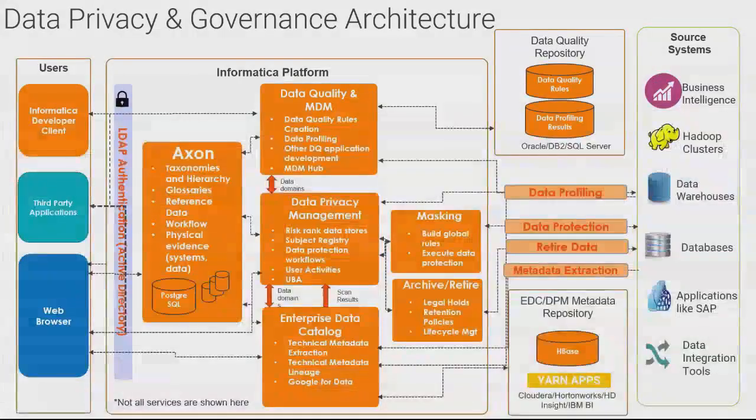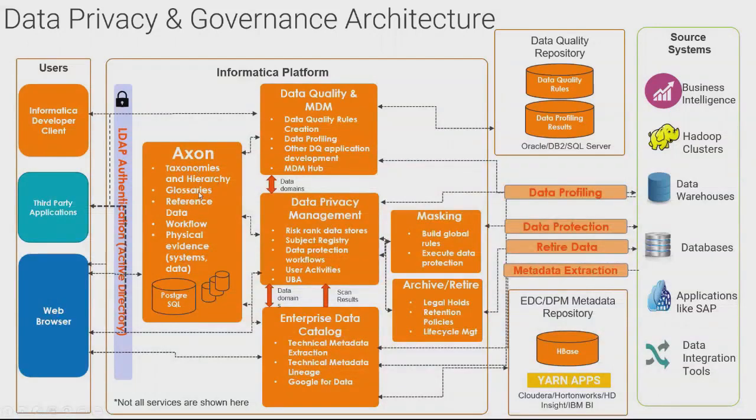Moving on to data privacy and governance architecture, we can see the Informatica platform with all the DG product suite here, having the user interface section with the corresponding repositories with interaction with source systems. So the user interface can be a web browser which is interacting directly with Axon or respective interfaces from applications, or it can be third-party applications extracting via APIs, or it can be a developer client, which is useful for data quality rules, as well as building the data domain rules for EDC.